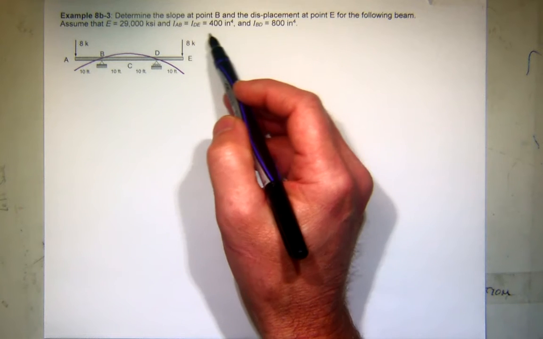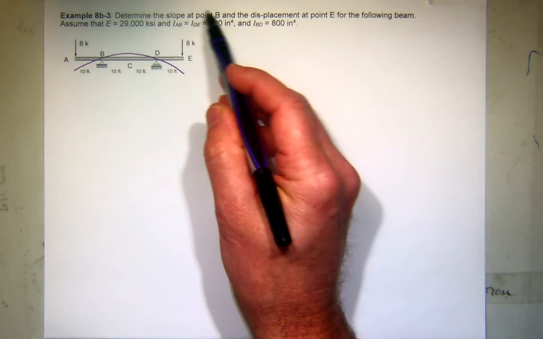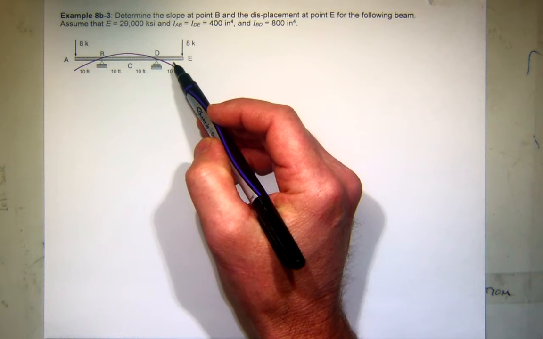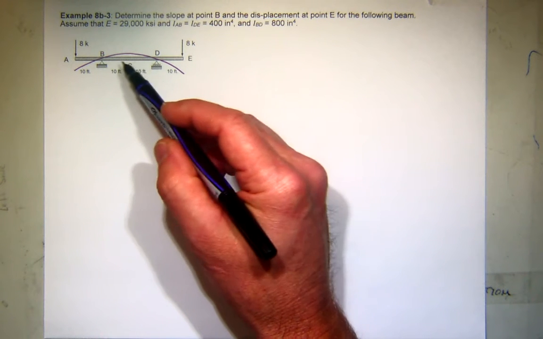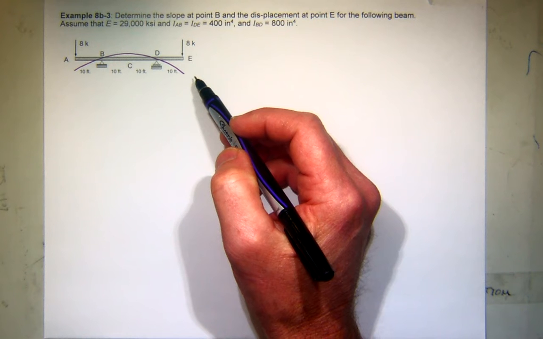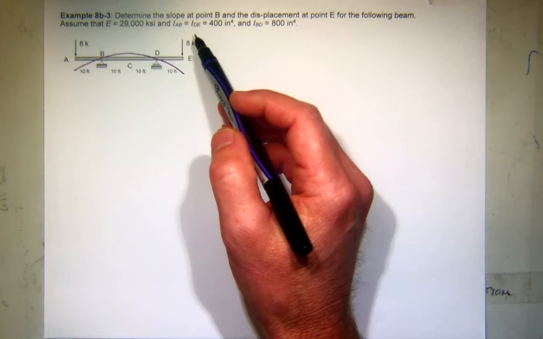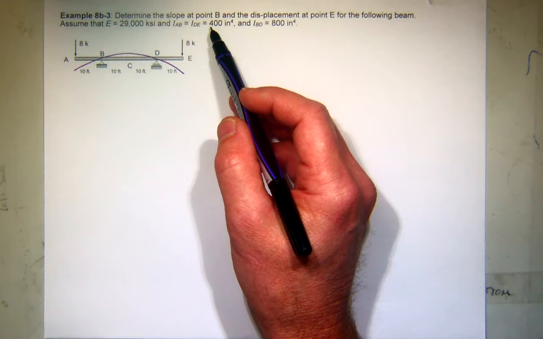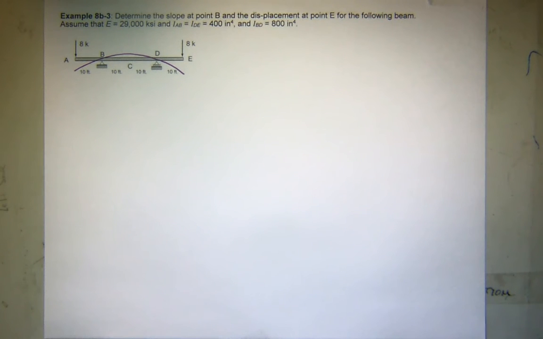Also notice that, as I mentioned earlier, the moment of inertia of the overhangs is half that of the middle. So the middle section is going to have very limited displacement, and the ends are going to displace more because of that. Remember, in all of our displacement calculations, we divide by E and I. So when we divide by something smaller, you should get a bigger displacement. All right, so that's just background.